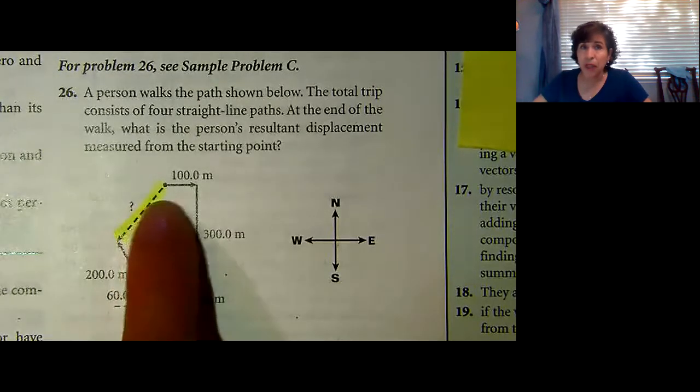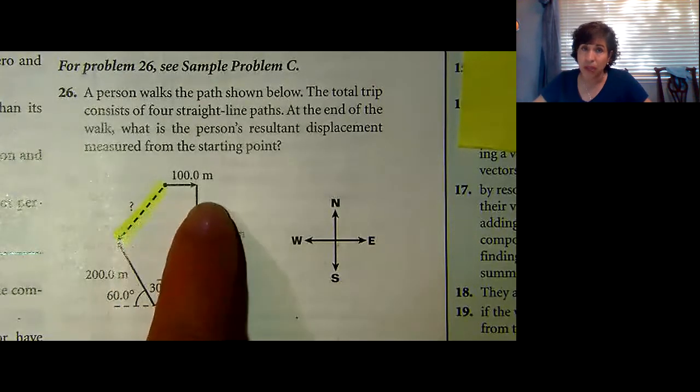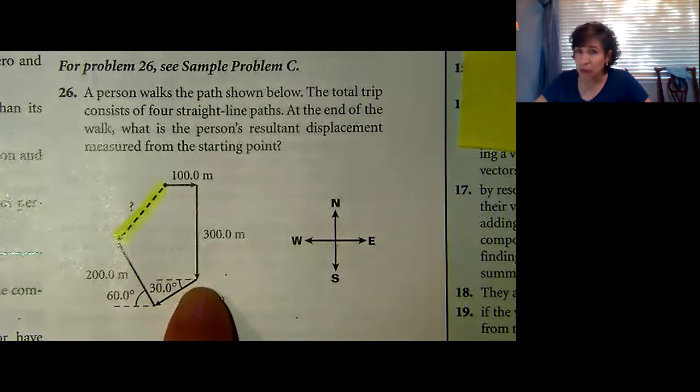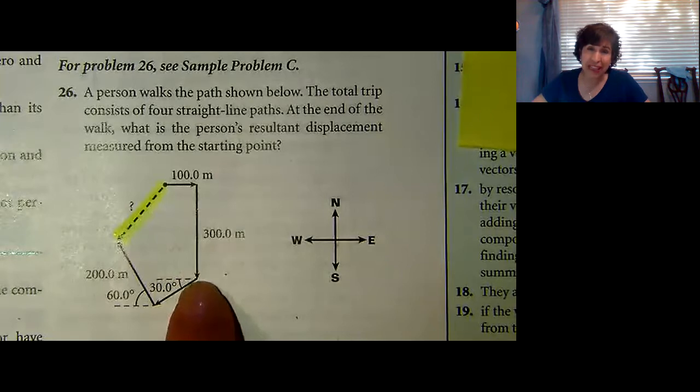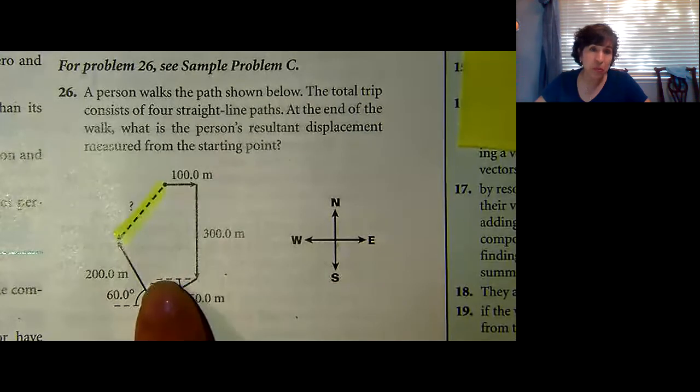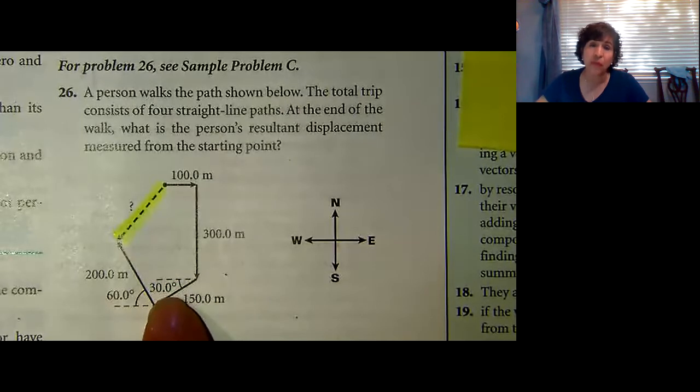So first, we're going to walk 100 meters to the right. Then we're going to go down, because the arrow looks like it's down, 300 meters. Then we're going to take an angle, kind of southwest, for 150 meters, and this would be 30 degrees. That 30 degrees would be south from west. If west is that way, going down south. So 30 degrees south from west for 150 meters.